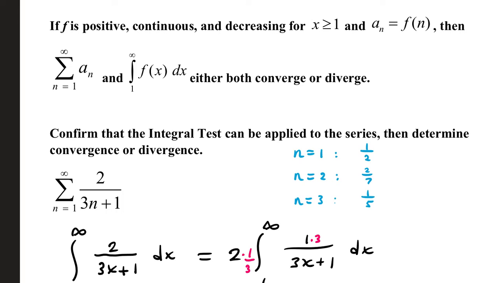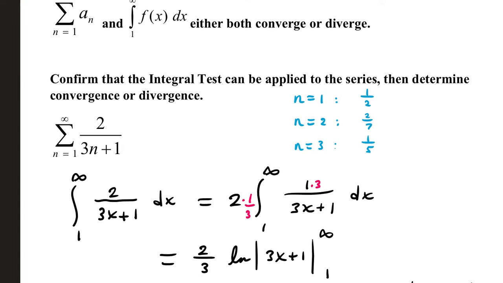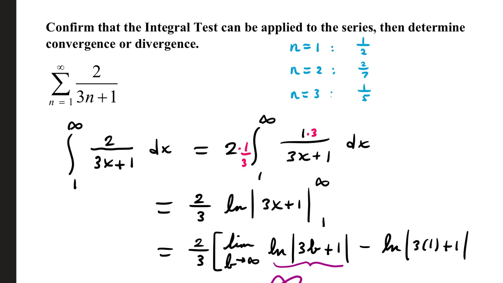If f is positive, continuous, and decreasing for x greater than or equal to 1, and if a sub n, your nth term, you write it as a function of n, where n is the counting numbers, then the infinite series and the integral from 1 to infinity of that function that you let represent your nth term will either both converge or diverge. Confirm that the integral test can be applied to the series, then determine convergence or divergence.